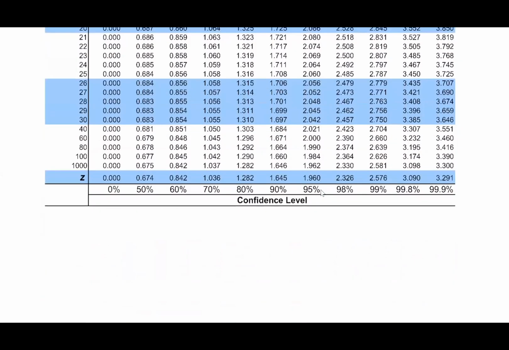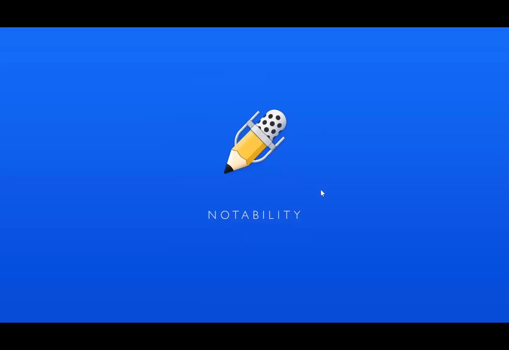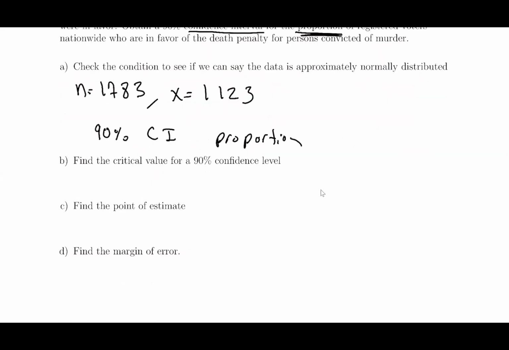So we want to look for 90%. If you look right here, it says confidence level. Right here it says 90%, so you get 1.645. And that number, 1.645, that's the critical value, right? Correct. This is the Z alpha divided by 2. All right, so we found our critical value.